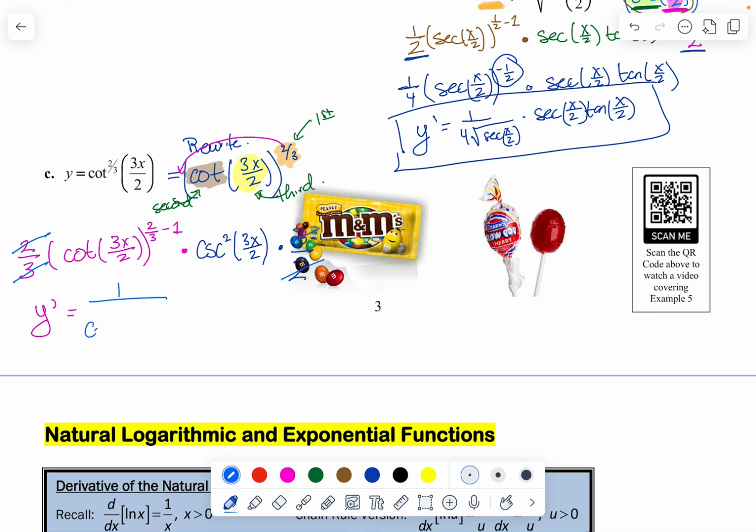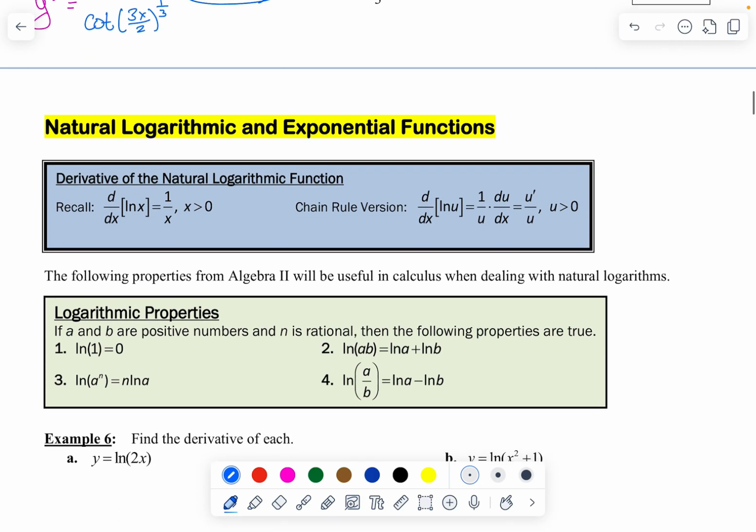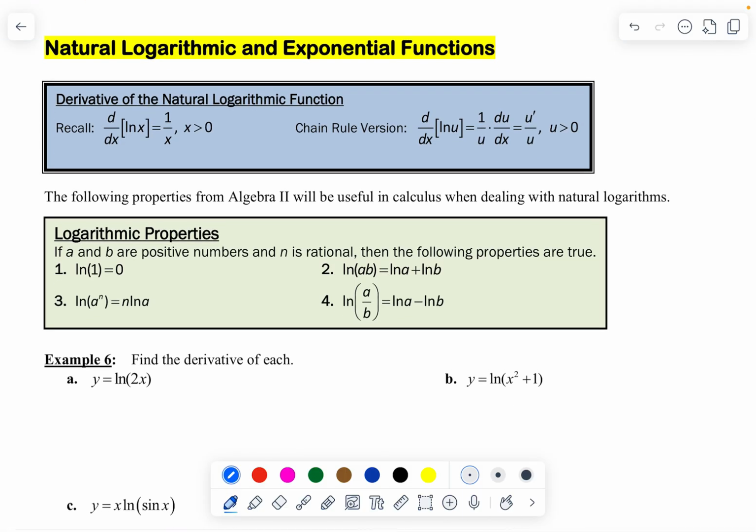So 1 over cotangent of 3x over 2 to the 1/3. You can rewrite it as cube root of all of this times cosecant squared of 3x over 2. And you can write this part in the numerator right there. It's the same exact thing. So it's identifying how many parts of the composition there are and then undoing those parts using the chain rule.